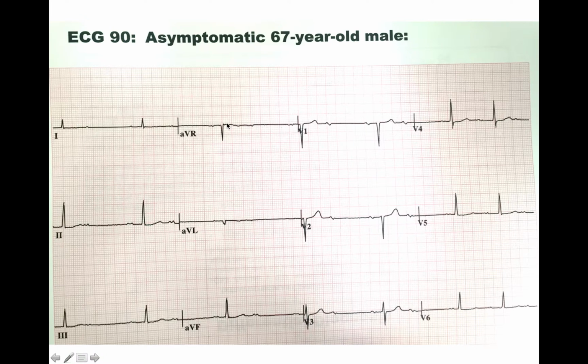This is also known as a 2-to-1 AV block, also known as Wenckebach block, Mobitz type 1. This asymptomatic 67-year-old male is experiencing AV block second degree Mobitz type 1, also known as Wenckebach block, in a ratio of 2-to-1. Thanks.